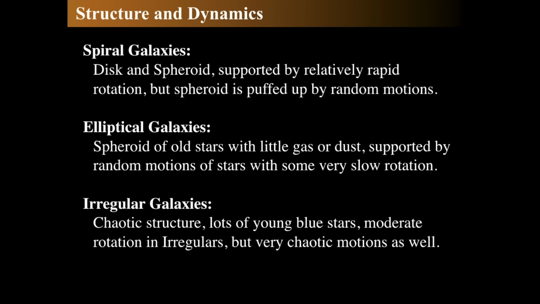So basically, if you look at one side of an elliptical compared to the other, you're just not going to see that one side is approaching you and one side is going away. Spirals, on the other hand, if you can get one edge on, one side's coming towards you, one side's going away. And irregulars, they're just a mix. They're chaotic in structure. They have tons of blue stars and some rotation maybe, but there is lots of chaotic motion, so they're stirred.